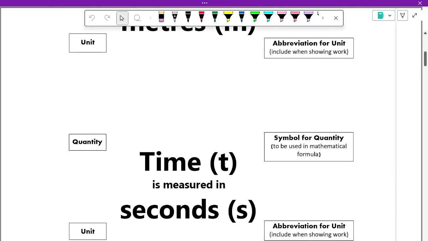Time. Do we know the symbol for time? T. Big T or little t? Little t. Seconds. Symbol is s.